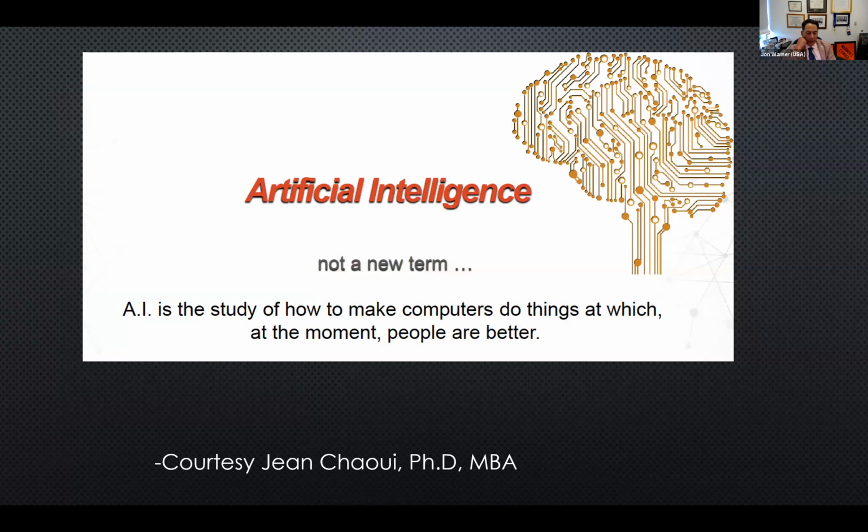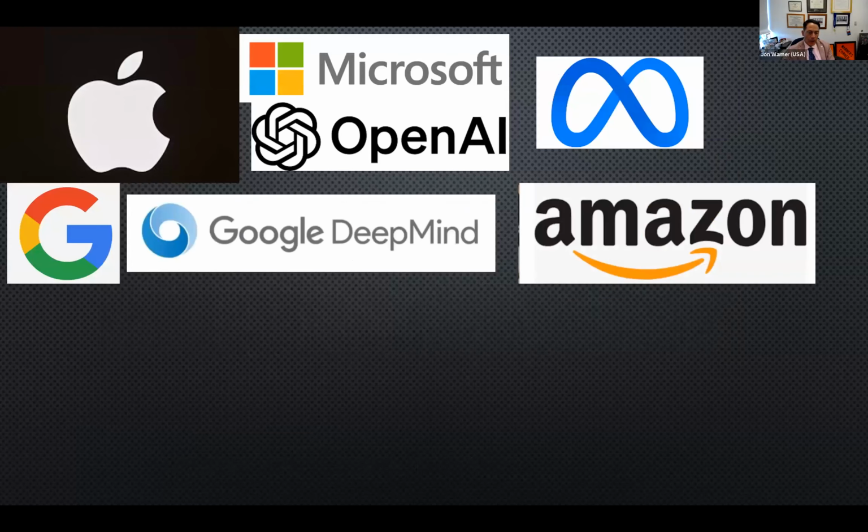So simply put, AI is a study of how to make computers do things which at the moment people are better at. Frankly, that was written a while ago by Jean Chaoui, who was the scientific brain behind a digital healthcare product I'm going to show in a moment. All of these companies are working, and many, many others that are not listed here, to either acquire the really bright ones or to develop internally. And that's nothing new to any of you.